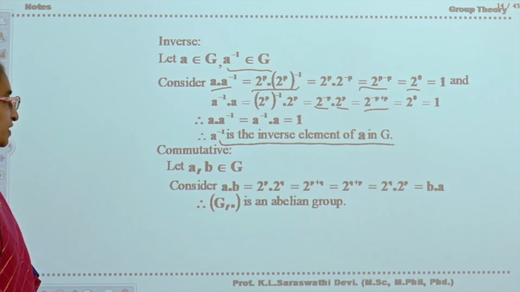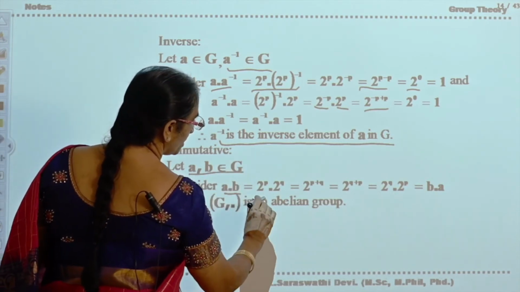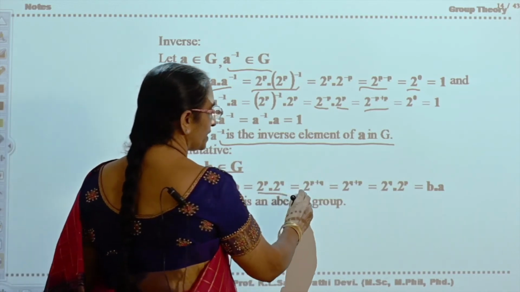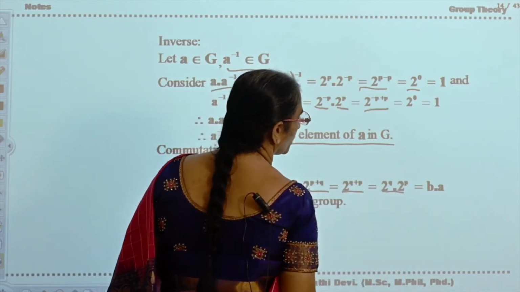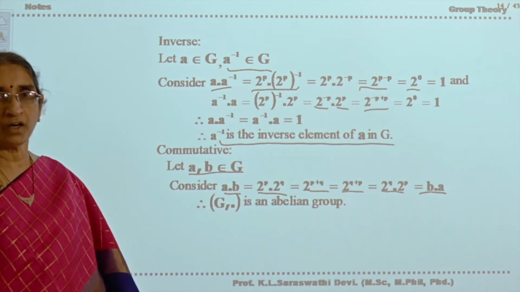Next, commutativity. Let A comma B belong to G. A dot B is 2 power P into 2 power Q, that is equal to 2 power P plus Q. This is equal to 2 power Q plus P. This is 2 power Q into 2 power P, which is equal to B dot A. So, A dot B is equal to B dot A.